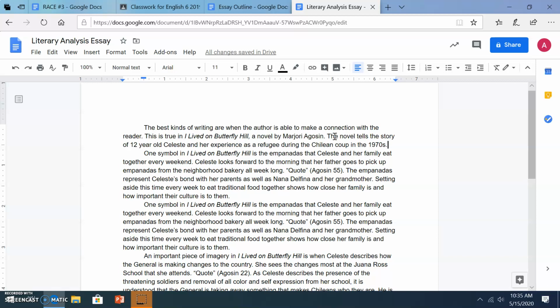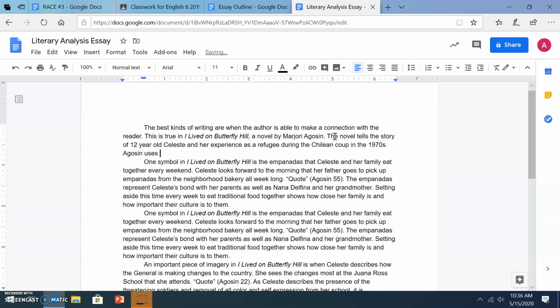And then the last thing I need to put in my introduction is my thesis statement, which says what I'm going to be talking about in the rest of my essay. Well, I'm going to be talking about symbolism and imagery, so I need to write a thesis statement that says that. Agassiz uses both symbolism and imagery in her novel to make connections with her readers. All right, my introduction is done.